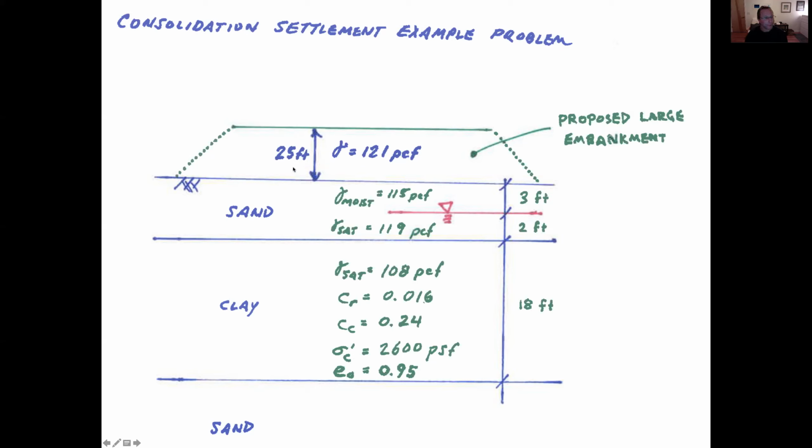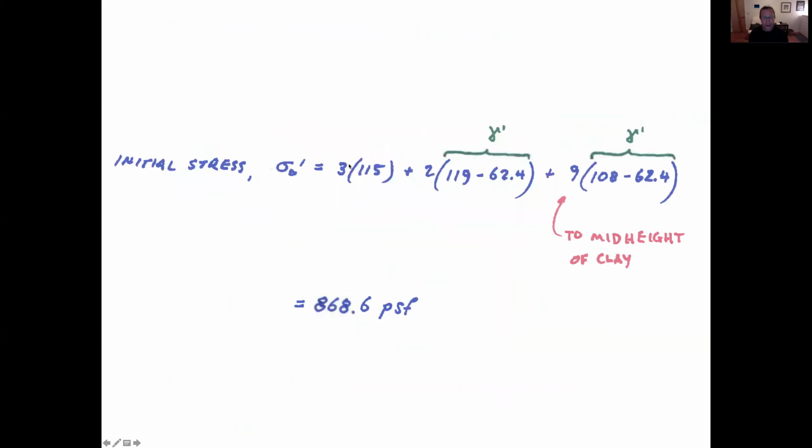And the embankment will be 25 feet tall at a compacted moist unit weight of 121 PCF. I'd like to first tackle the calculation for initial effective stress, sigma naught prime, and this will be 3 times 115 plus 2 times (119 minus 62.4), that relates to gamma prime, plus 9 times (108 minus 62.4). And that subtraction of 62.4 allows us to get to a gamma buoyant or gamma prime directly and do this in one step.